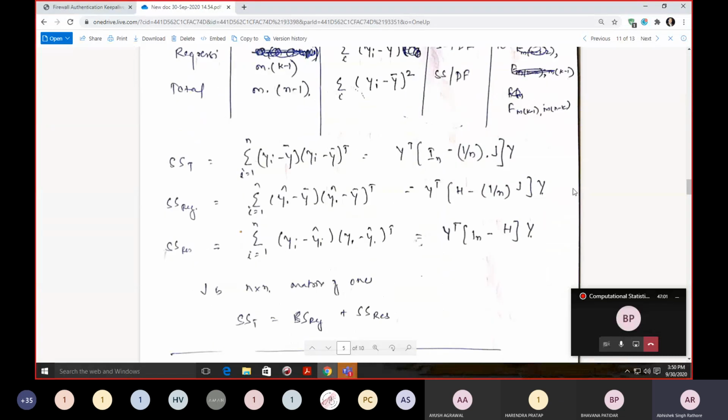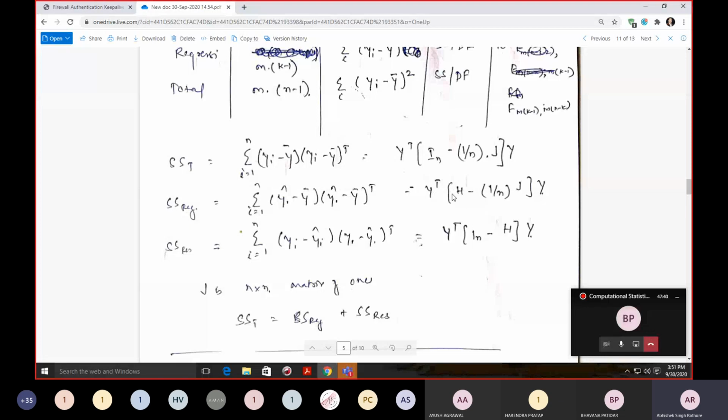Fine. Now we convert all these values into simple matrices. So SS total is y transpose into the n cross n identity matrix minus 1 by n into J. What is J? J is an n by n matrix containing all ones, not only diagonal ones, all entries are ones. This is multiplied by y. So this is how you can write it.